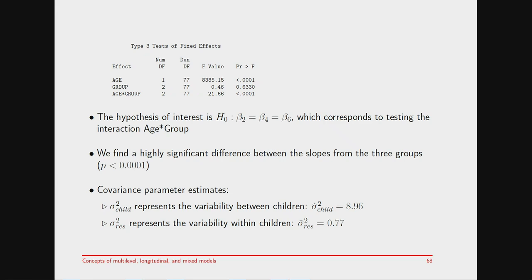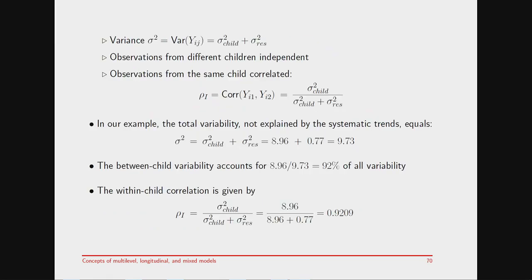So I will now do pairwise comparisons. I want to compare the slope in group 1 with the slope in group 2, the slope in group 1 with the slope in group 3, and the slope in group 2 with the slope in group 3. I also want to estimate directly the slope in each of the 3 groups together with a confidence interval. And that's done in an estimate statement.